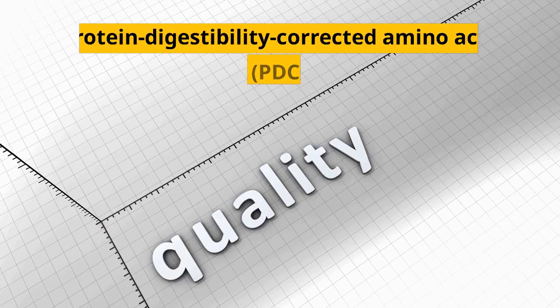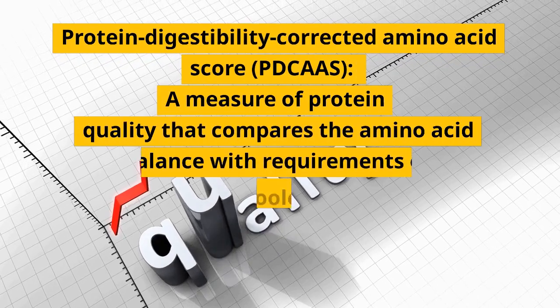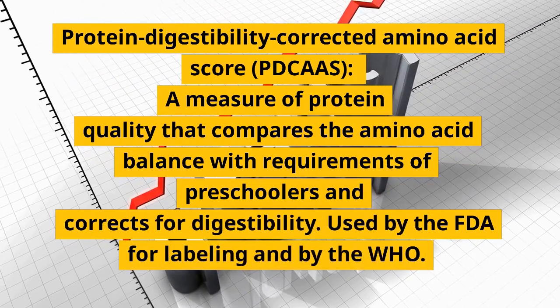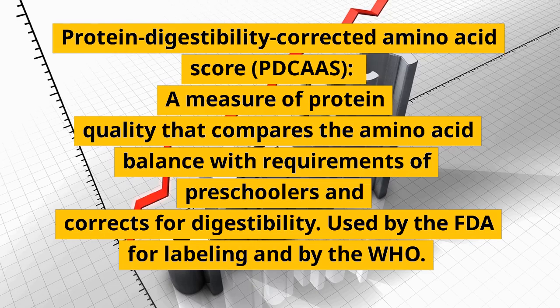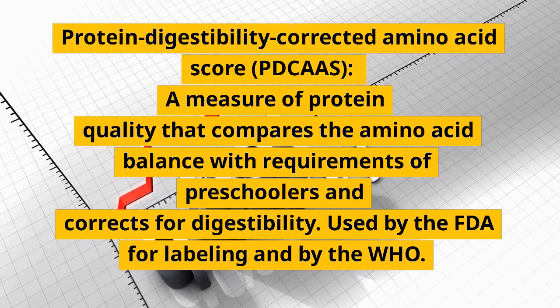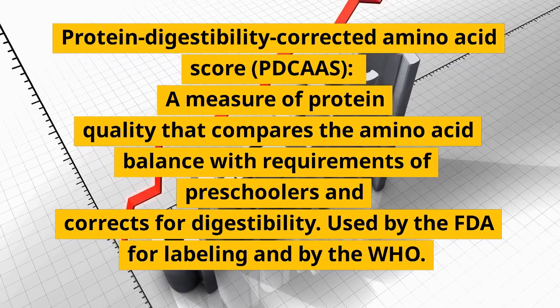Protein digestibility corrected amino acid score, PDCAAS, a measure of protein quality that compares the amino acid balance with requirements of preschoolers and corrects for digestibility. Used by the FDA for labeling and by the WHO.